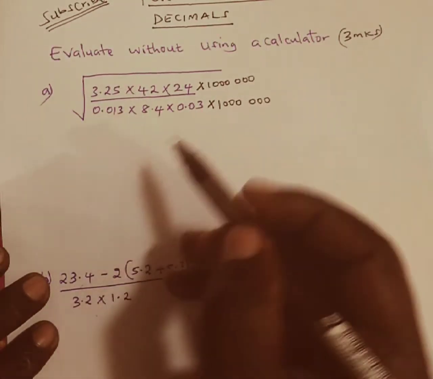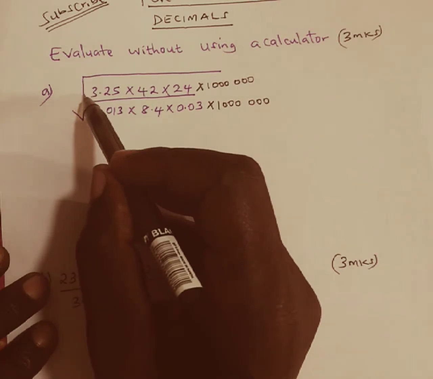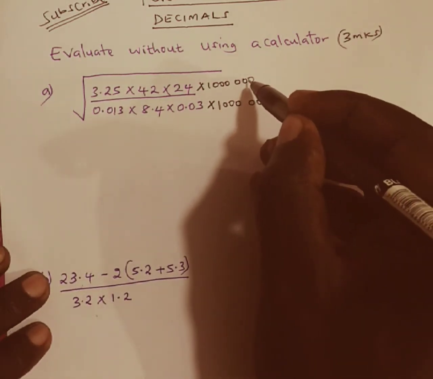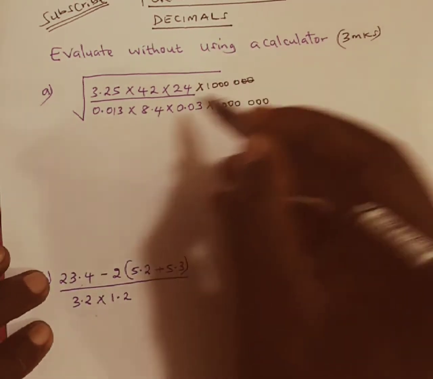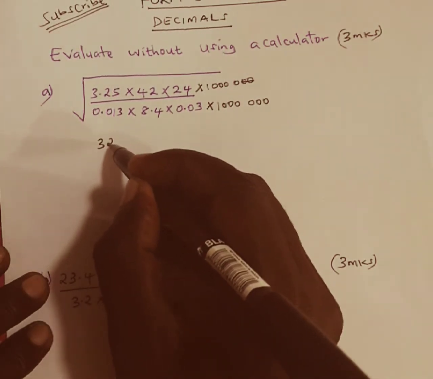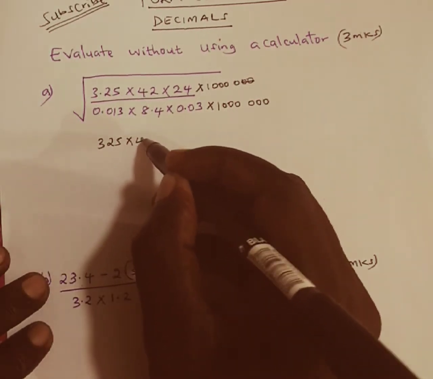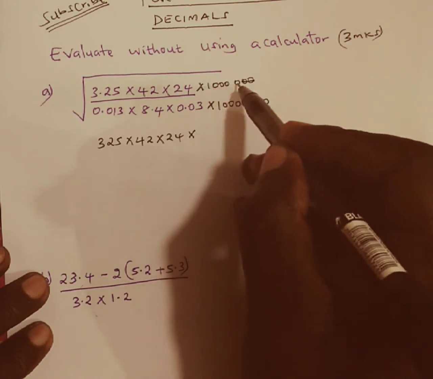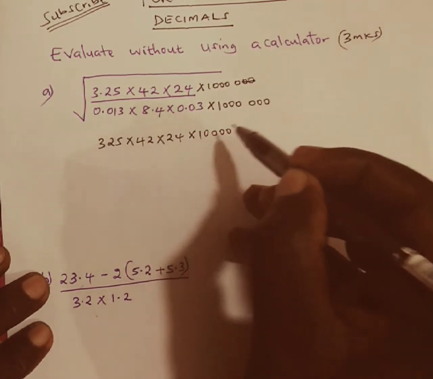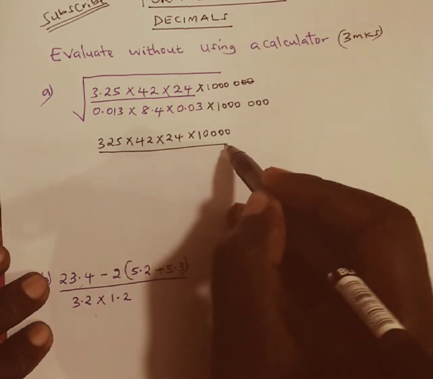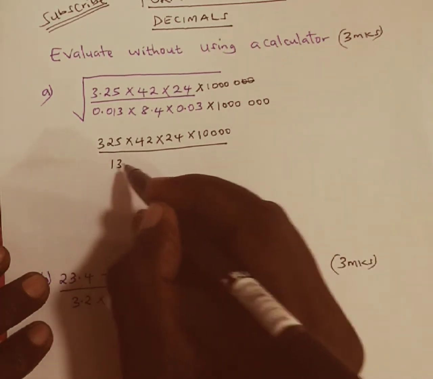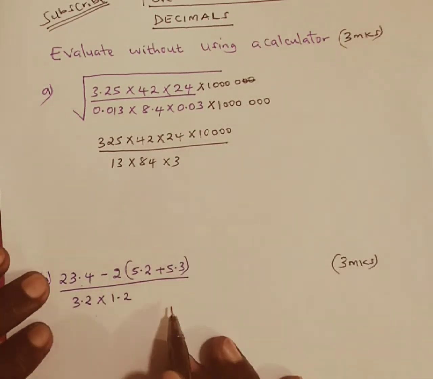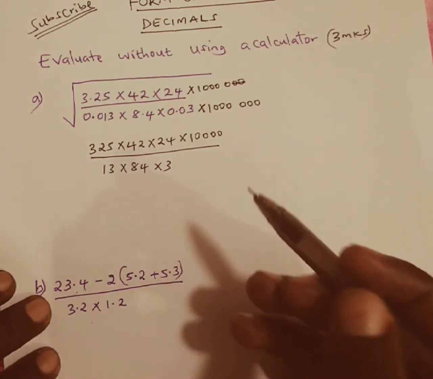And in this case now, if we just leave out the square root sign first, the 2 decimal points in the numerator are going to go with 2 decimal points, and in this case now we are going to have 325 multiplied by 42 multiplied by 24 multiplied by, we have 10,000, everything divided by, we have 13 multiplied by 84 multiplied by 3. At this point now we can simplify.